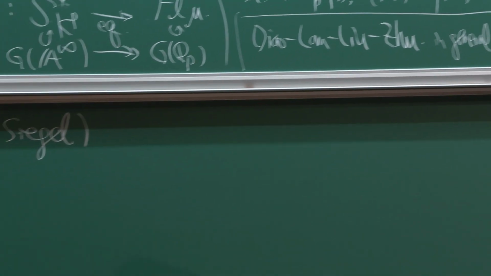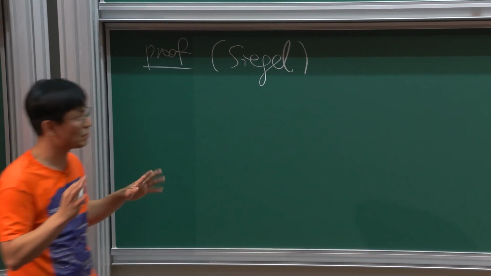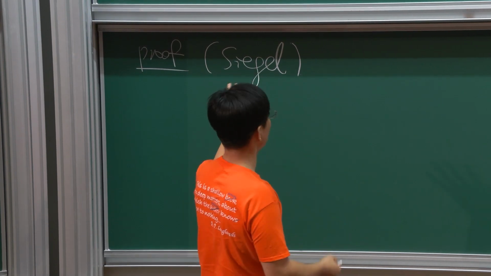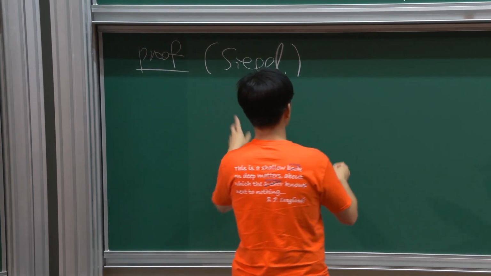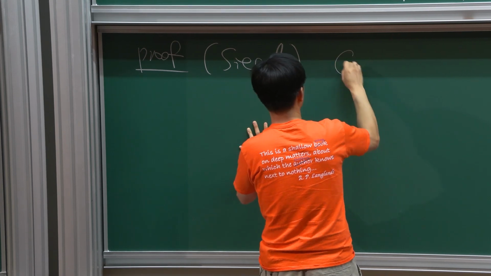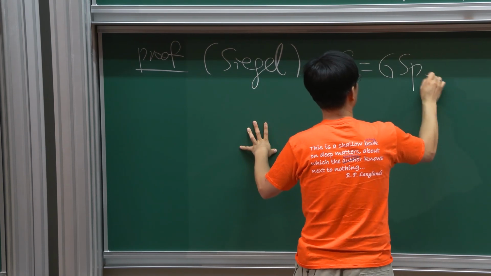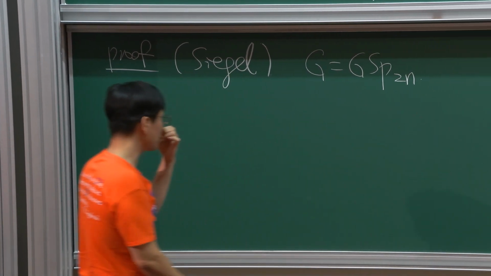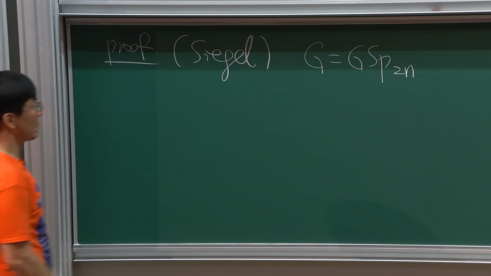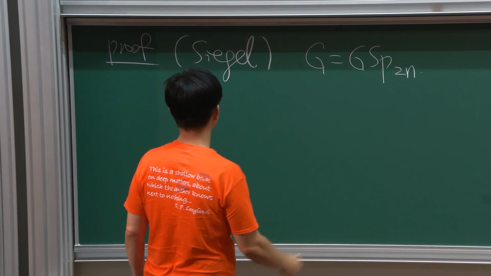I'll concentrate on the Ziegler case because, in general, you prove the Ziegler case and then deduce the other cases from it. The latter part is much simpler. So we take G to be GSp_2n, and X is some Ziegler half spaces.